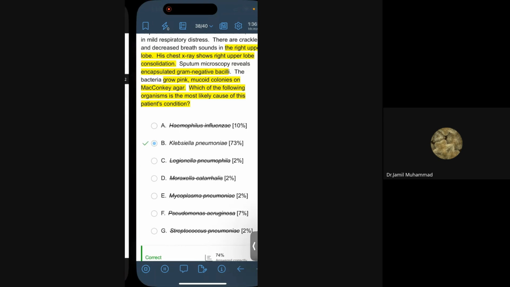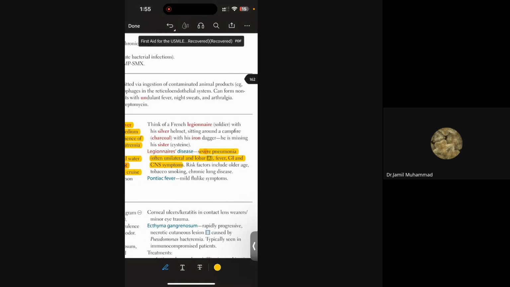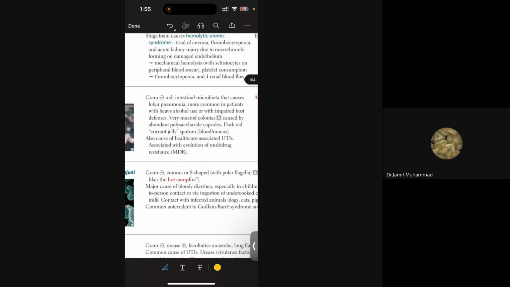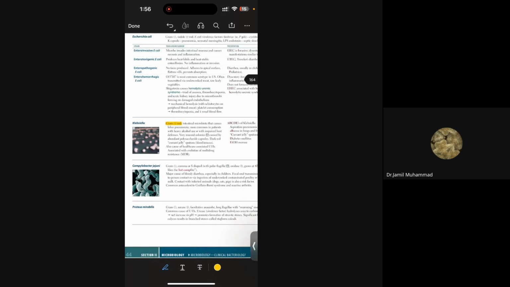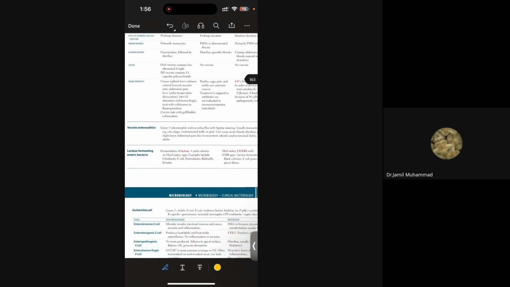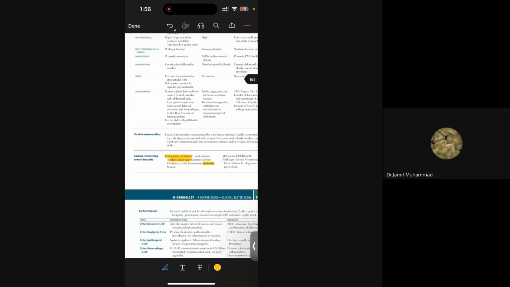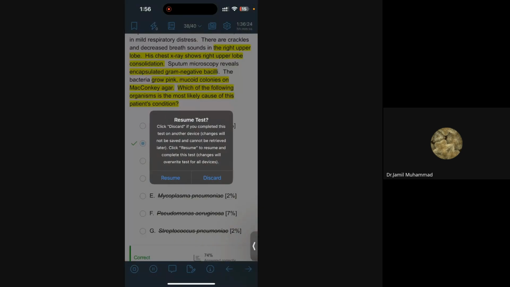Klebsiella is a gram negative rod. It appears on MacConkey agar as a lactose fermenter. Examples include Citrobacter, E. coli, and Klebsiella.